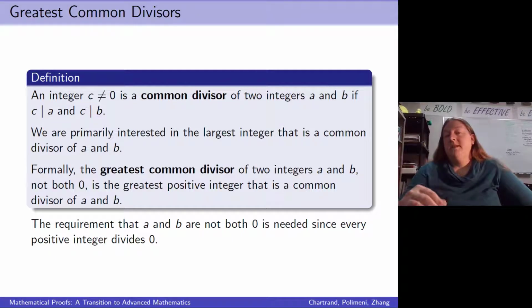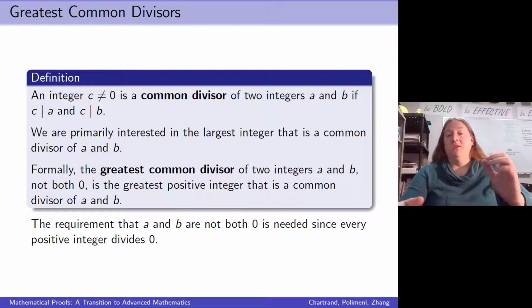Now, the reason that a and b can't both be 0 is because any integer divides 0. And it's okay for us to have any integer as a possibility for one of our integers a or b, but we can't have any possible integer as the common divisor for both a and b to give us a greatest common divisor.